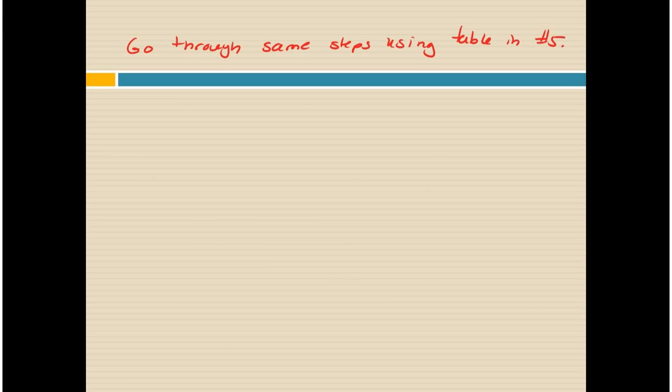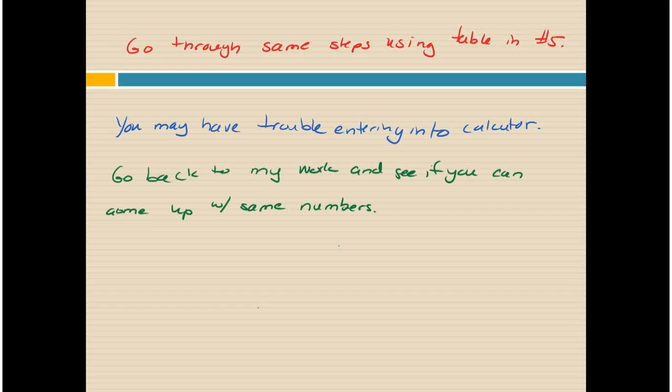What I'd like you to do is go through the same steps using the table in number 5. Try it again for number 5. You may have a little trouble entering it into the calculator correctly, and I remember that from last semester. If you do have that trouble, go back to my work and see if you can recreate the same numbers using your calculator. If you can't, screenshot your calculator or take a picture of your calculator and send me what you're typing. Or you can send me an email or a text saying, I'm typing in this order and this is what I'm typing in my calculator and I'm not getting the same answers as you. So this particular problem will be on the quiz. Please call me or text me if you have any trouble.